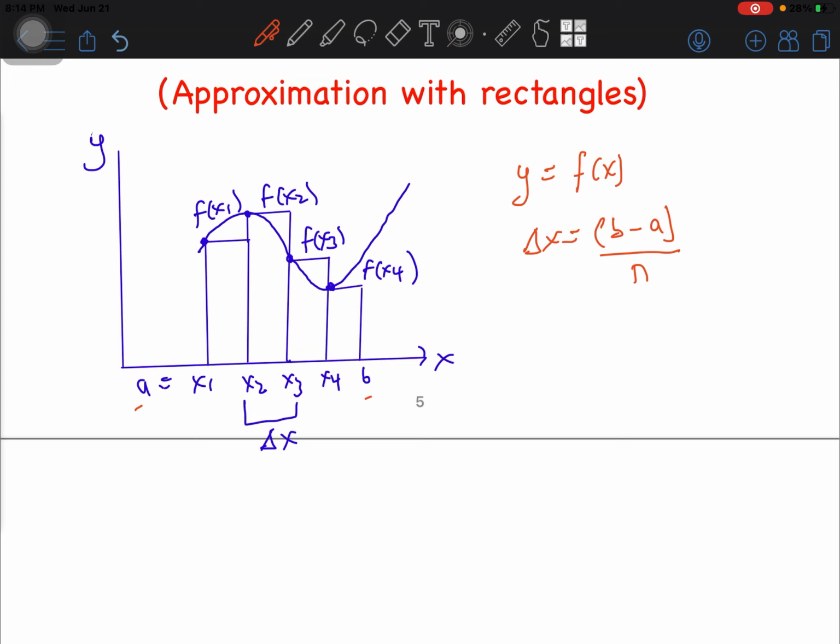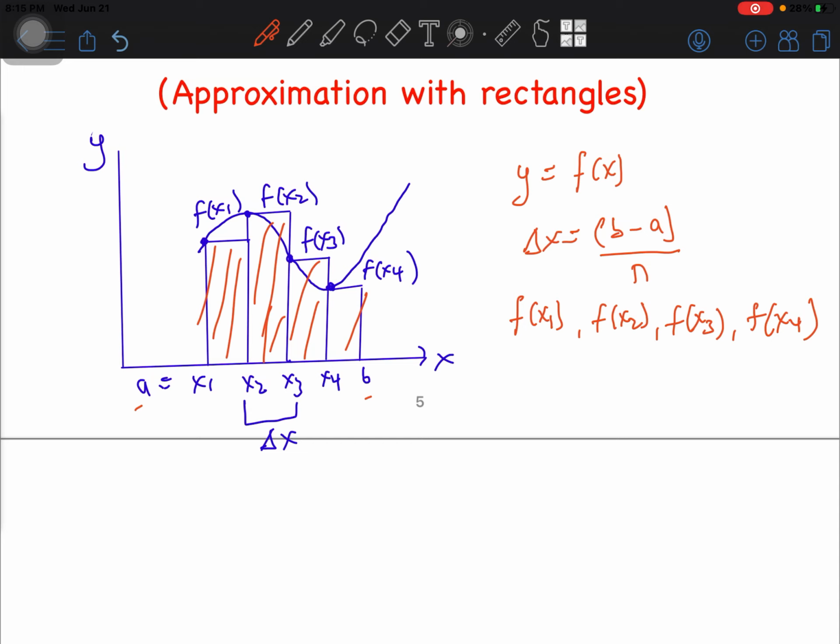When you look at the figure here, we can see that the heights of the rectangles shown are f of x1, f of x2, f of x3, and f of x4. So the area of the region under the curve is approximately the sum of the areas of these four rectangles, right? The area of this region under the curve is approximated by the sum of the areas of these four rectangles.